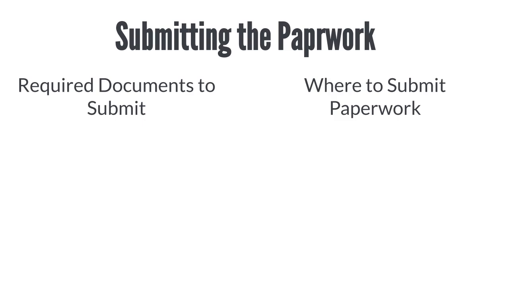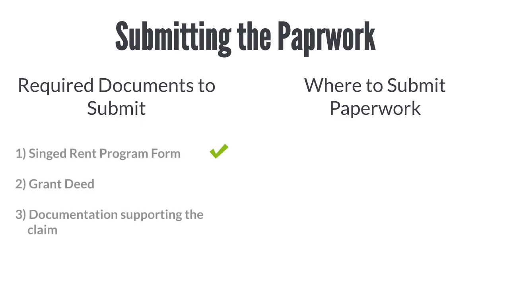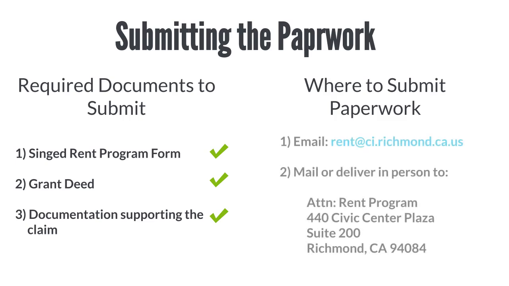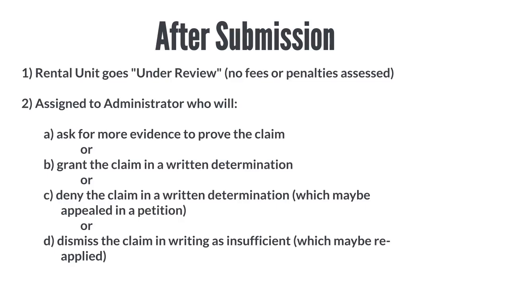Once the applicant has filled out the correct form and gathered their supporting documentation, it just becomes a matter of filing the paperwork. All submissions can be filed either in person, through the mail, or via email. Once we have your submission, then the property will be marked as under review, and it will be assigned to a rent program administrator who will make the determination about the change of status. Properties under review do not accrue late fee charges or other penalties.